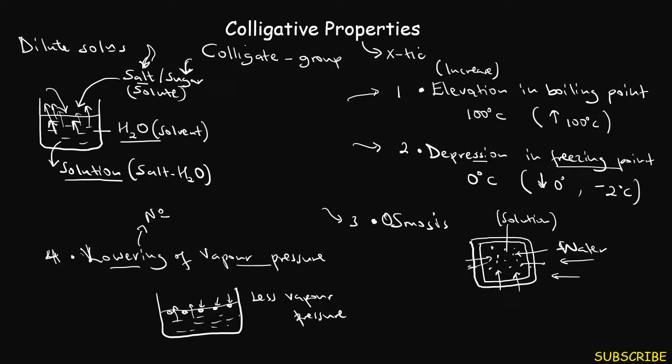That's all for today. This is just a brief introduction to colligative properties. In our next video, we are going to look at one of them. Probably we shall start with lowering of vapor pressure, and then we go to elevation in boiling point.